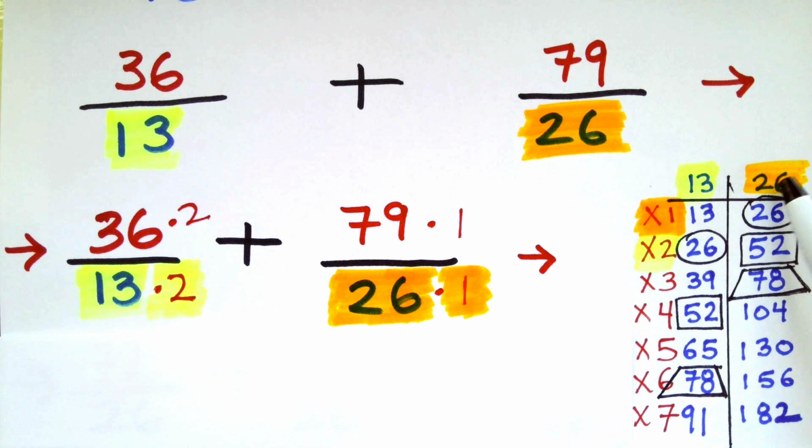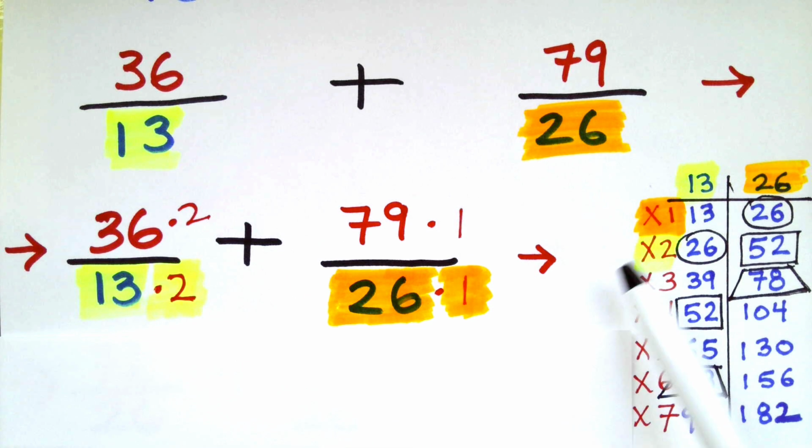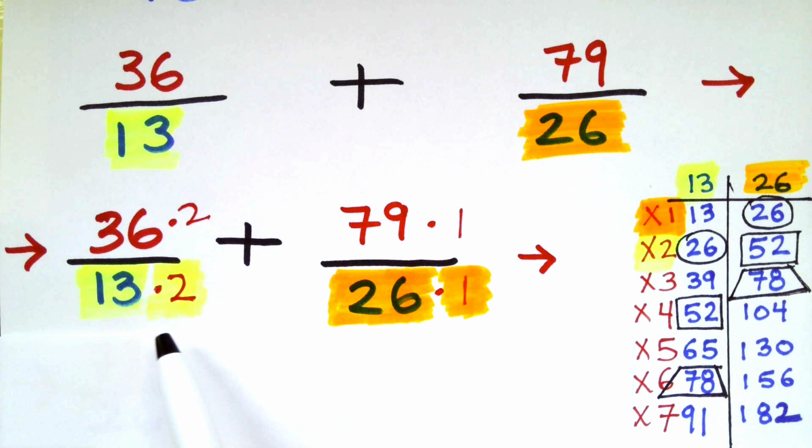And 26 times 1 is 26. So I'll multiply both top and bottom by 1. 13 times 2 is 26. So I'll multiply both top and bottom by 2. That's going to give me my common denominator.